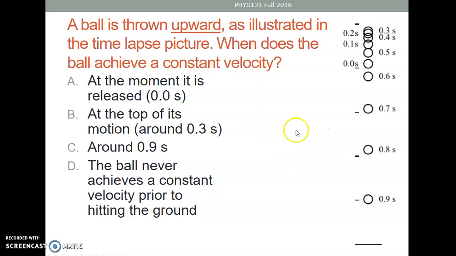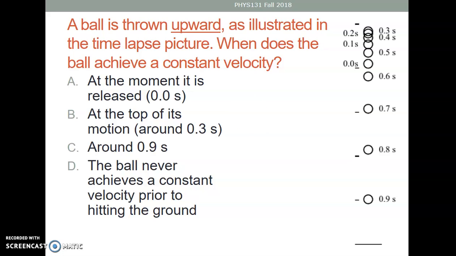A, at the moment it is released, 0.0 seconds. B, at the top of its motion, around 0.3 seconds. C, around 0.9 seconds. Or D, the ball never achieves a constant velocity prior to hitting the ground. Okay, pause your video and answer the question, please.